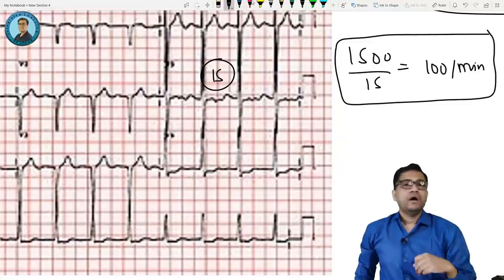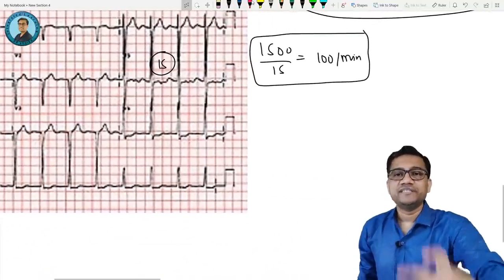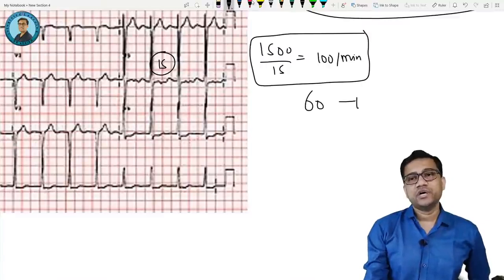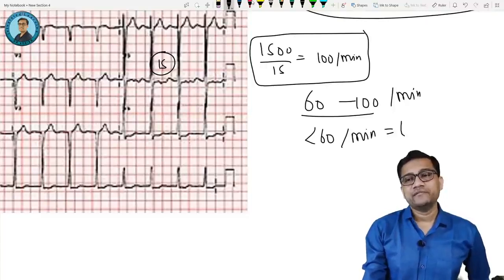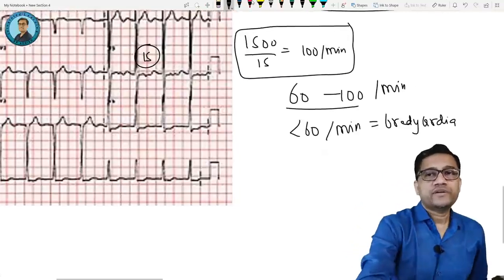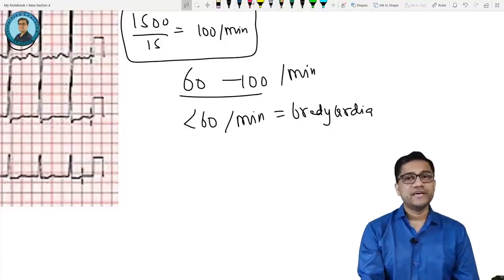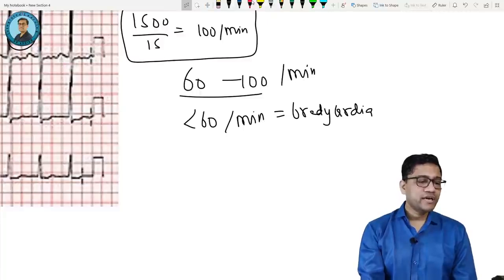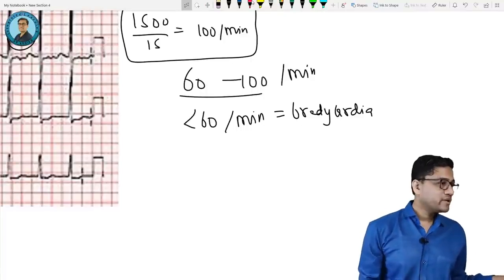Very good. Now what is the funda you have to understand? First, we know the range, it is 60 to 100 per minute. Less than 60 per minute is bradycardia. So what is the formula? 60 is the value. So less than 60 is bradycardia. Now there are so many reasons for this.